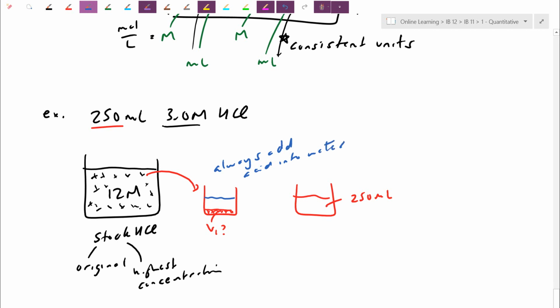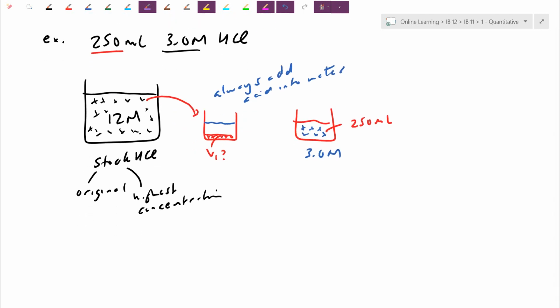But how much would I need so that when the pool has been diluted to a final 250, there are enough swimmers in the 250 to make my concentration labeled as 3 molar? Because we're adding water in this case, we're definitely going to be doing a dilution. You don't need to show me the derivation. You can go straight to C1V1 equals C2V2.